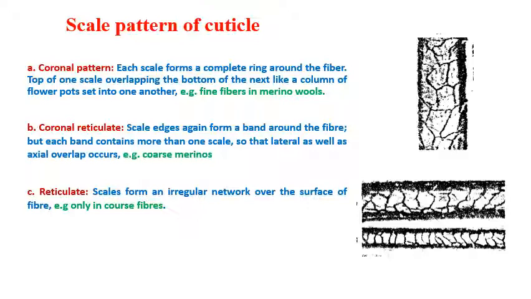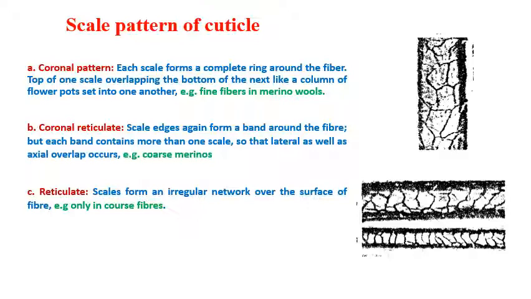The second pattern, that is the coronal reticulate. Here the scale edges again form a band around the fiber, but each band contains more than one scale, so that lateral as well as axial overlap occurs. So in the earlier case there is an overlapping only of one over the other, but here laterally also there is an overlapping, and the example is in the case of coarse merinos.